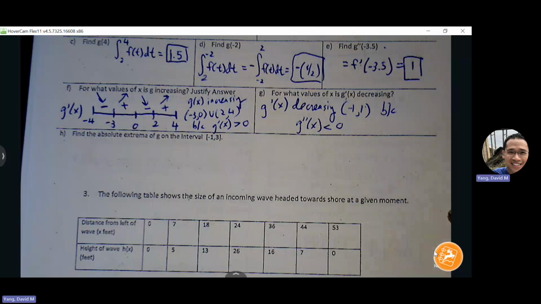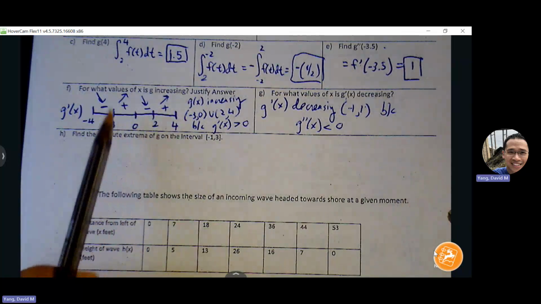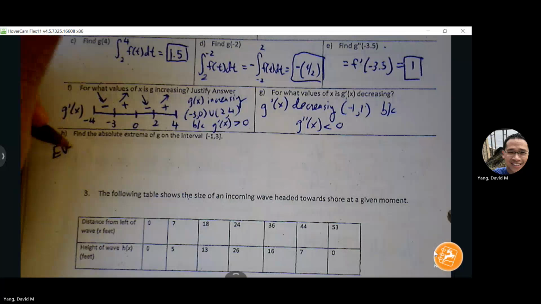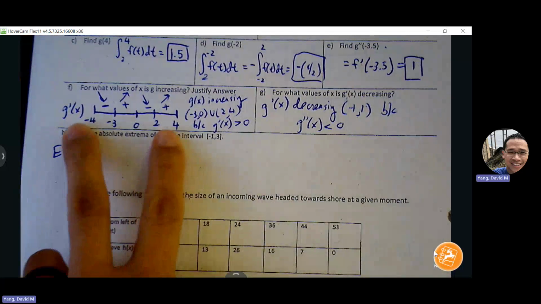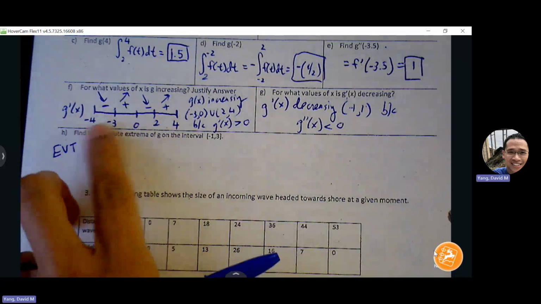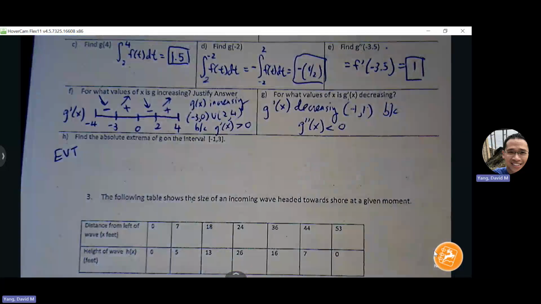Okay, find the absolute extrema. So for absolute extrema, this is the extreme value theorem. We can pick off our critical points and endpoints from our g prime sign line. So we'll have to test all 5 of these points.